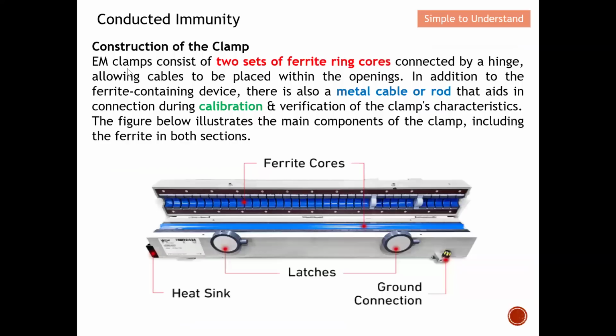Coming to the construction of the clamp. The EM clamp consists of two sets of ferrite ring cores. So what are these? This is the picture of the EM clamp. You can see over here this is one set of ferrite cores, and there will be another one over here. So basically we have two sets of ferrite ring cores. They are connected by hinges. Over here you can see that there are actually three hinges.